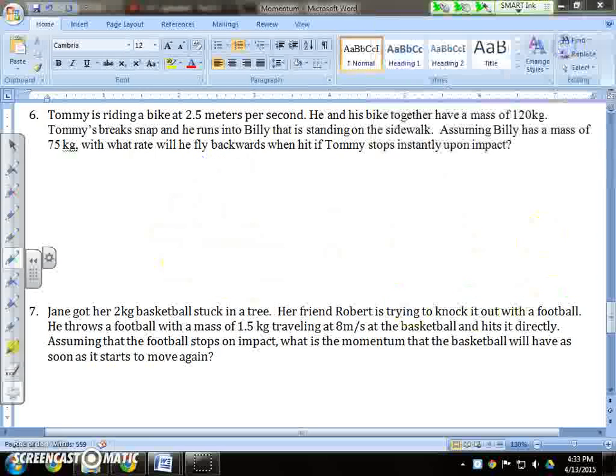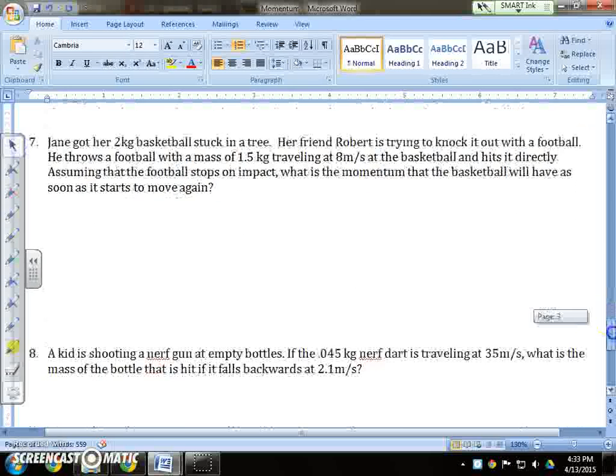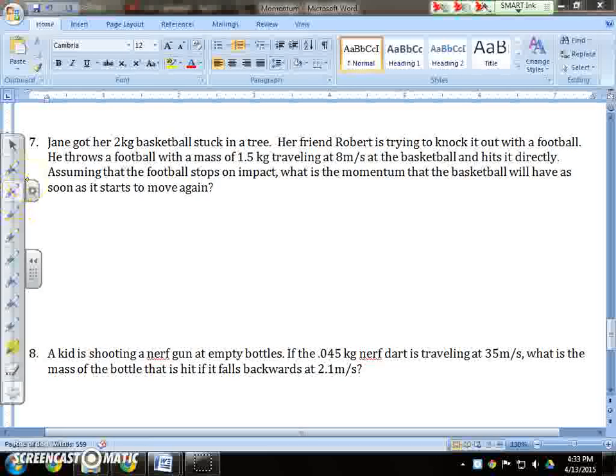Moving on to our second set, we've got Jane and her basketball. Jane got her 2-kilogram basketball stuck in a tree. Her friend Robert is trying to knock it down with a football. He throws a football with a mass of 1.5 kilograms, traveling at 8 meters per second, at the basketball, and hits it directly. Assuming that the football stops on impact, what is the momentum that the basketball will have as soon as it starts to move again?